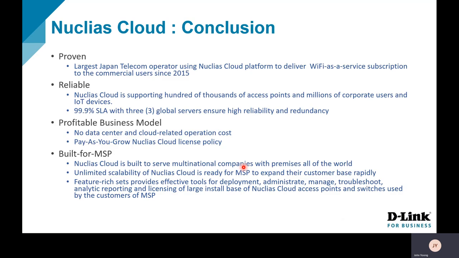So for the Nuclias Cloud conclusions: proven, we have a success case in Japan, NTT. Reliability: Nuclias Cloud can support unlimited devices, and we also have a 99.9% SLA. In case anything happens, we also have fallback to the America, Japan, and Germany servers. MSPs and customers don't need to handle the data center or cloud costs. Everything is handled by D-Link on AWS, so you can pay as you grow. We have 1-year, 3-year, and 5-year licenses.